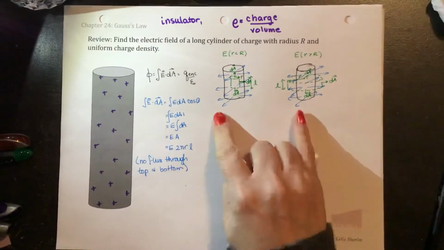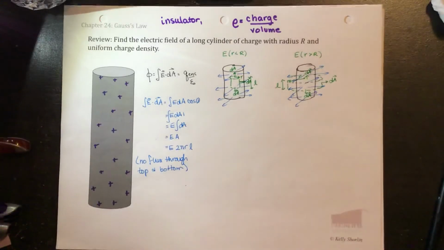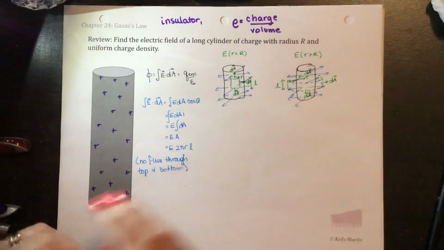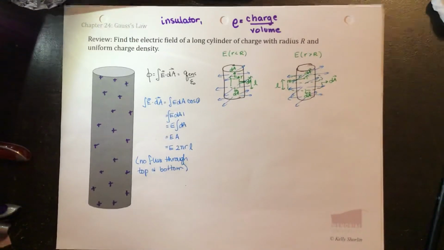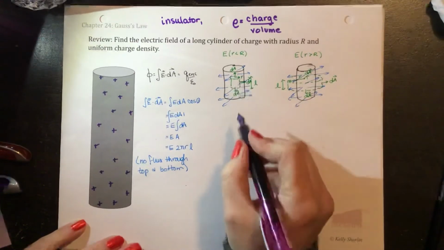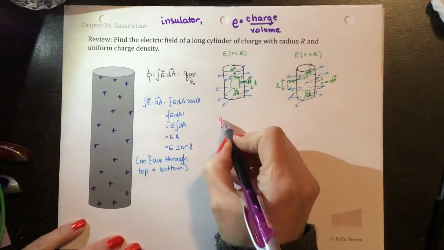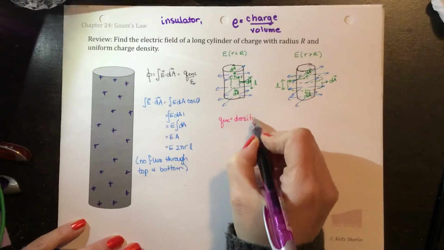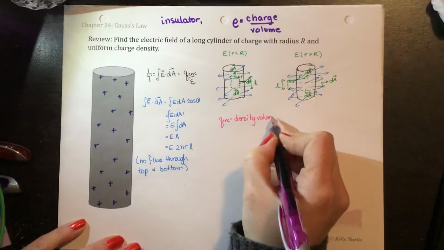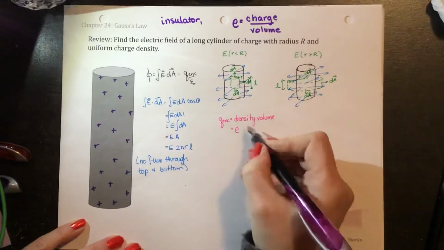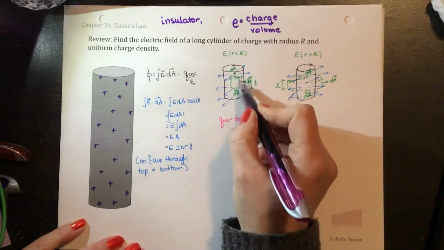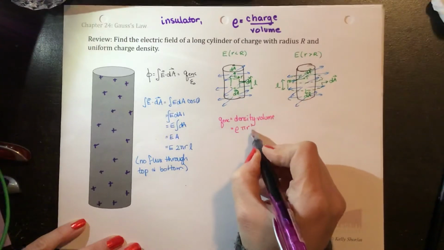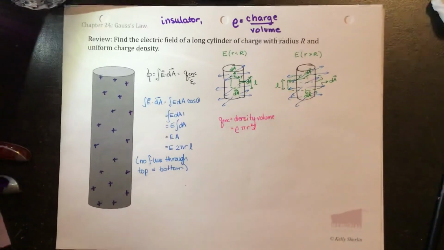Okay, so now let's go through these two special cases. When we're inside the cylinder, only a fraction of the charge is inside our Gaussian surface. The amount of charge that's inside the Gaussian surface is equal to the density times the volume of the Gaussian surface. The density has the symbol rho. The volume is pi r squared times the length. So there's the charge enclosed when we're inside our insulator.